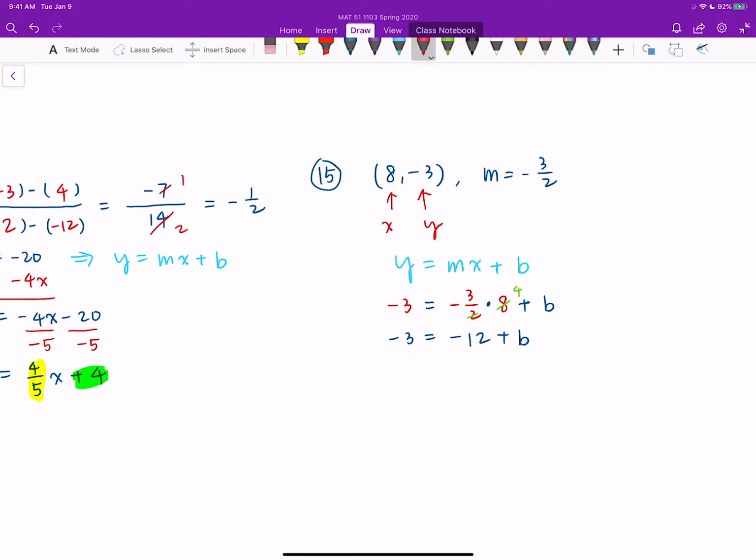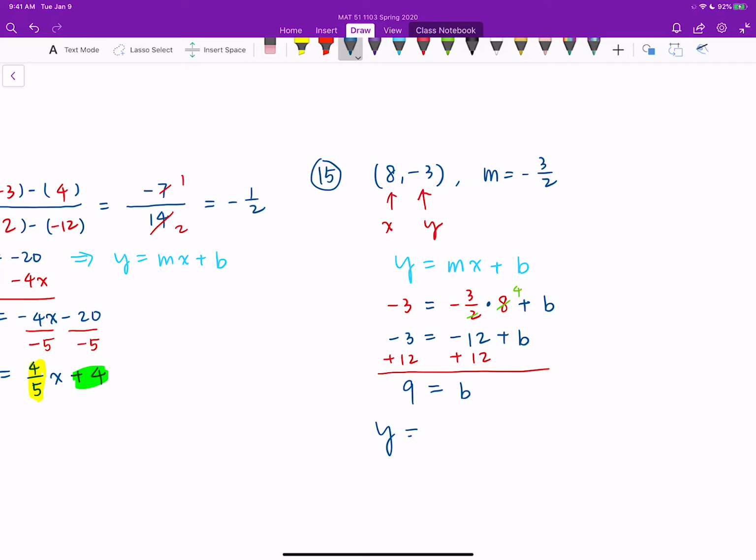B is on the right-hand side, so perform inverse operations. We need to get rid of this -12, so plus 12 on both sides. We obtain 9 on the left and b on the right. Therefore, we have m, we have b.